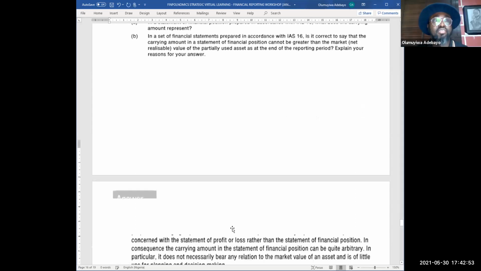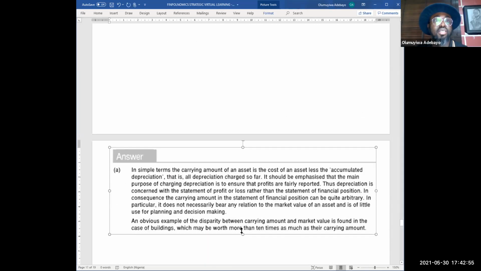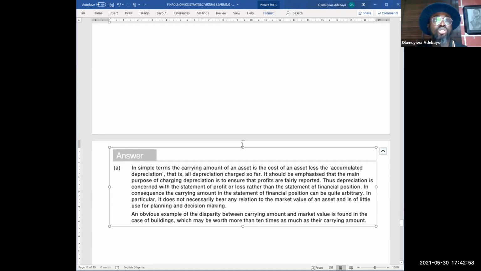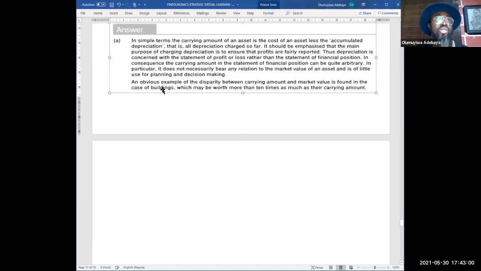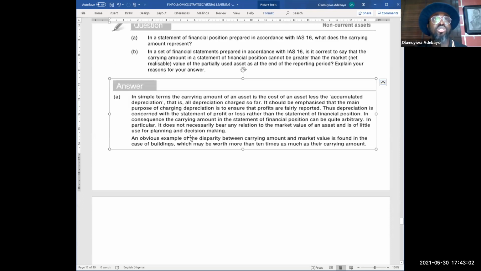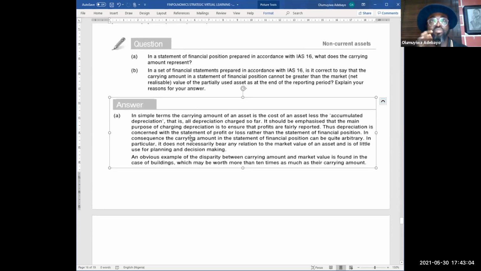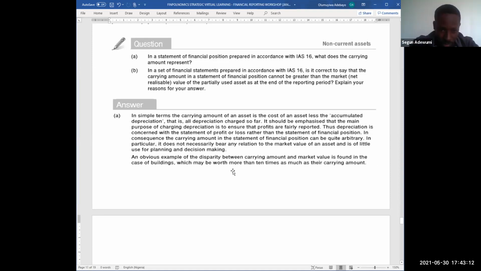Okay, now let's look at the first one. The first one requires you to more or less tell us much about what carrying amount represents. Okay, can you read that out? What does carrying amount represent? In simple terms, the carrying amount of an asset is the cost of an asset less the accumulated depreciation. That is, all depreciation charged so far.